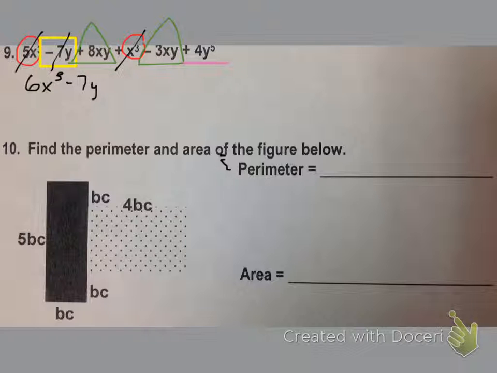Okay, what about 8xy minus 3xy? 5xy. So now you have 5xy. Is it positive or negative? Positive, very good. And then what do you have left? 4y to the 5th. So you have 4y to the 5th. Was that our answer? Yes. Okay, so that's your answer.